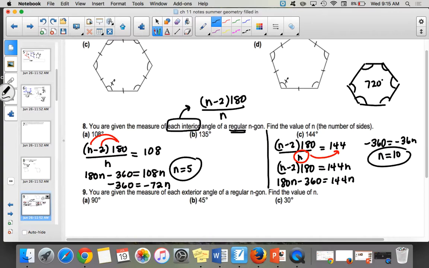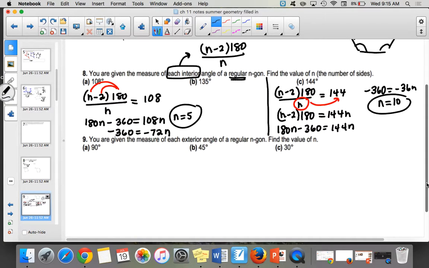And then same thing for number 9. So it says you're given the measure of each exterior angle. So if we're talking about each exterior angle, what was the sum of the exterior angles? If I added all the exterior angles together, what did they add to be? 360. So if I talk about each one, I need to divide by the number that I have. So 360 divided by n.